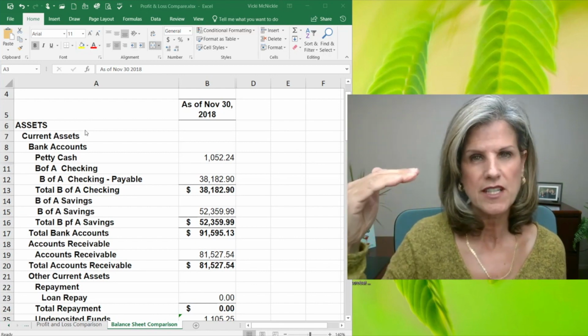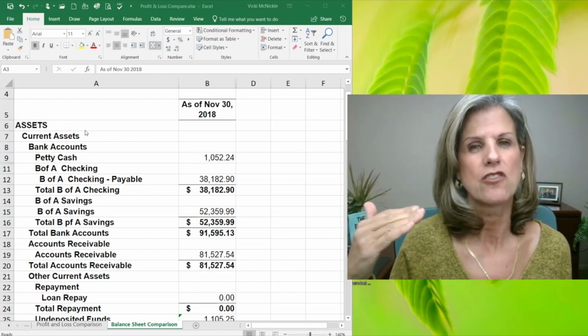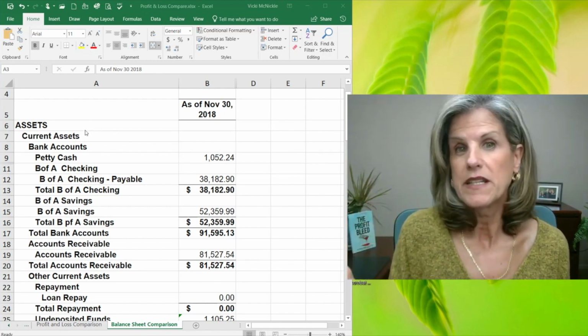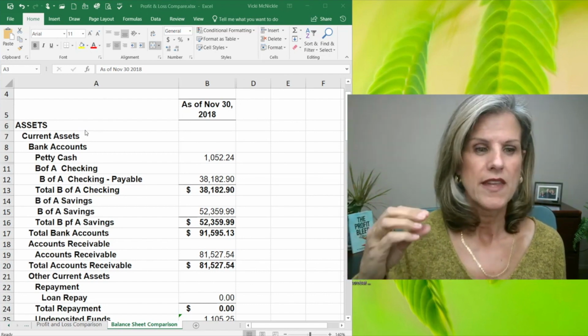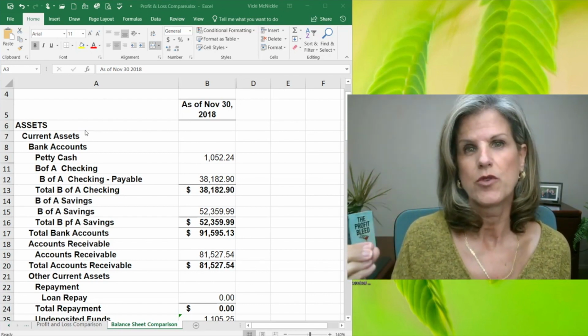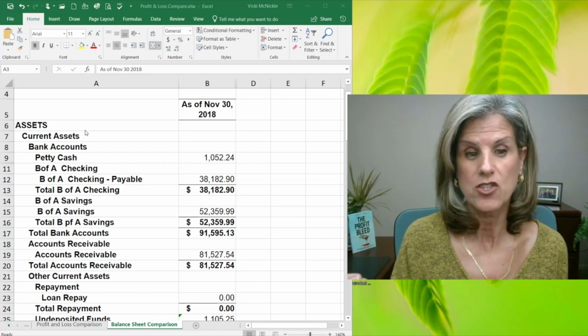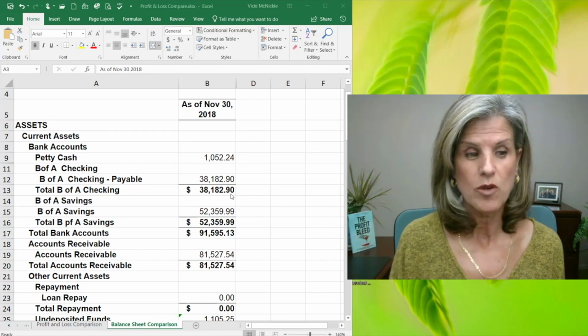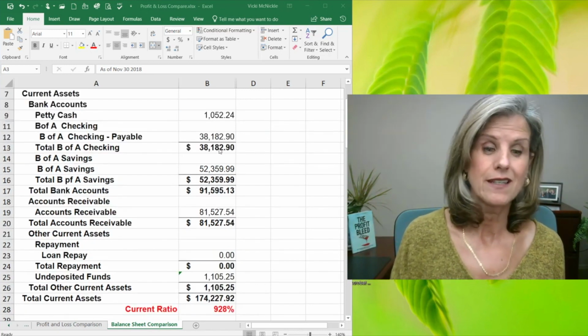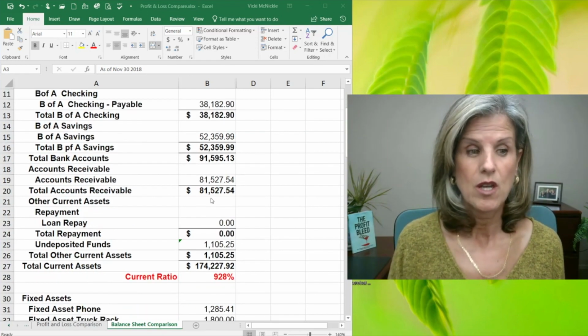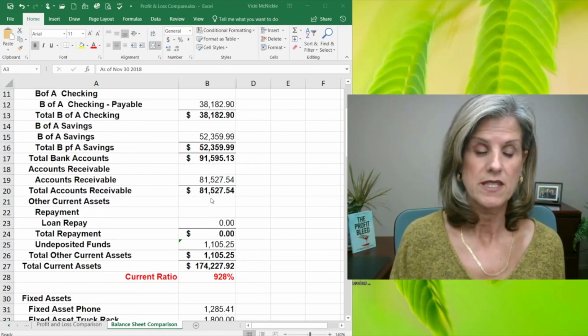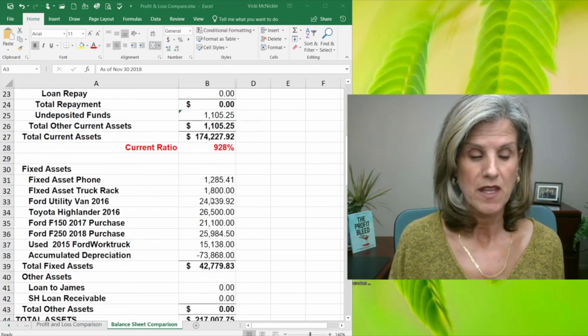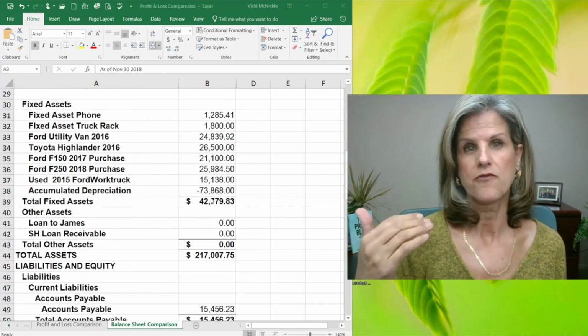So there are different sections of assets. The first section is current assets. Current assets, by definition, simply means that those dollars are convertible to cash within the next 12 months. Things that show up under current assets are checking accounts, accounts receivable, loans receivable, anything like that. And then the next section is fixed assets.